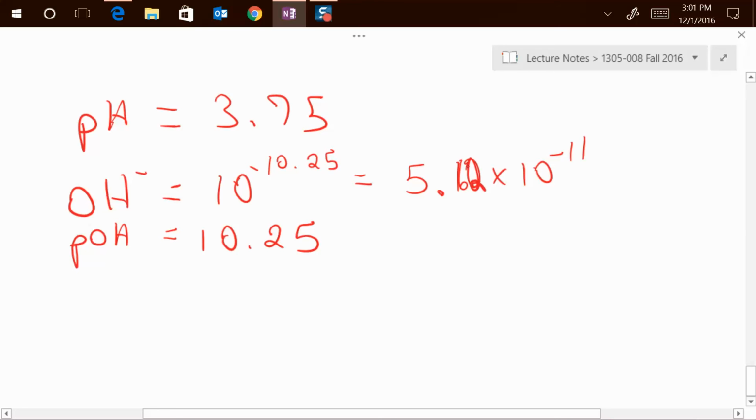You got a question? Yeah, I wanted to see how you put it in the calculator. Okay, do you see the LOG button? Do the shift function of LOG, the anti-log, and then enter negative 10.25.